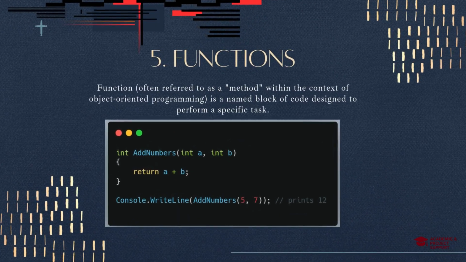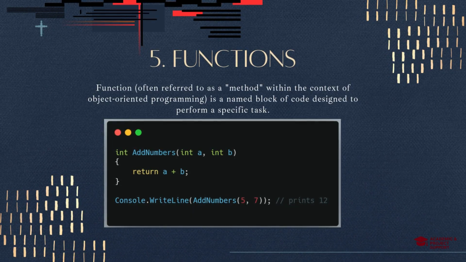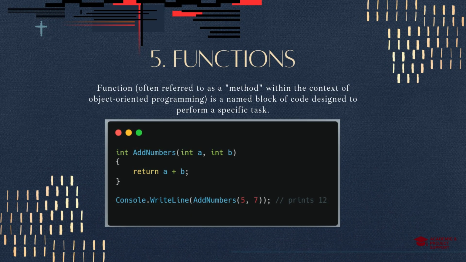Finally, functions. A function is a block of code you can reuse. This function adds 2 numbers and returns the result. When we call it with 5 and 7, it gives us 12.